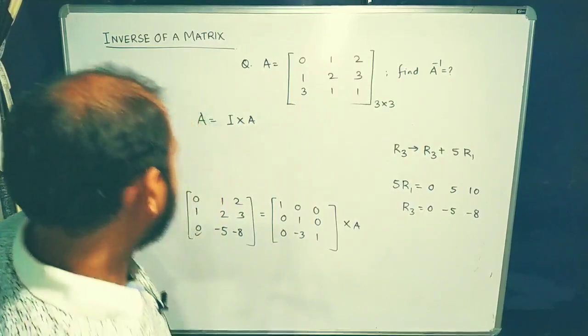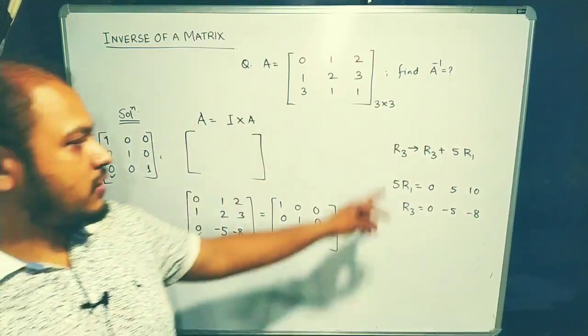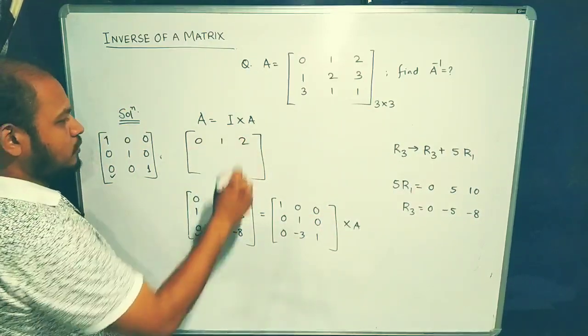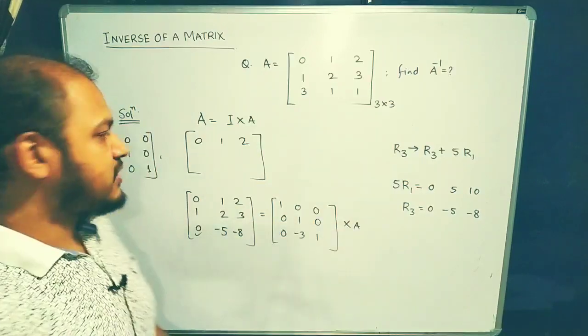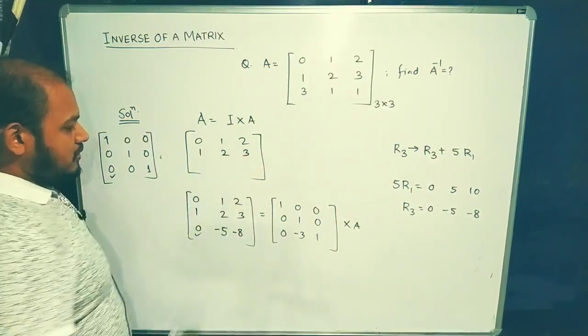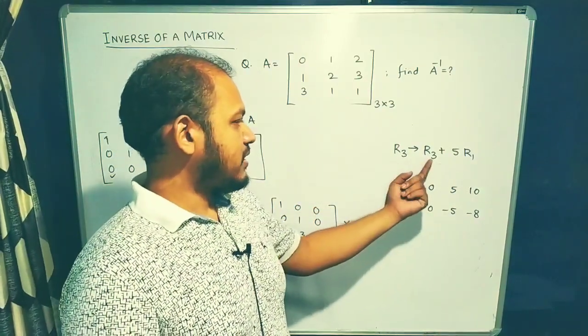We see that the first row is not getting changed, so place the first row as it is, 0, 1, 2. The second row is also not getting changed, so place the second row as it is. In a similar way, look at the third row now. The third row is getting changed this time, and that is R3 plus 5 R1.